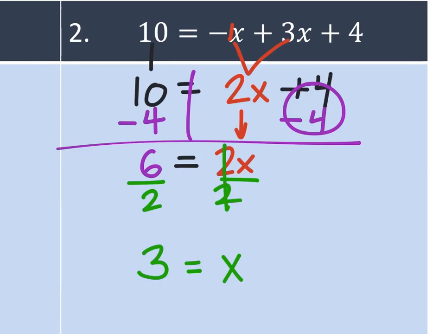All right. Now remember, a solution to an equation should make the original equation a true statement. So let's just check to make sure that it is true. Okay. So the original equation was 10 equals negative x plus 3x plus 4. But now we think we know the value of x. That should make it true, right? Because we use principles of equality to find it. And we're saying x is 3, right?